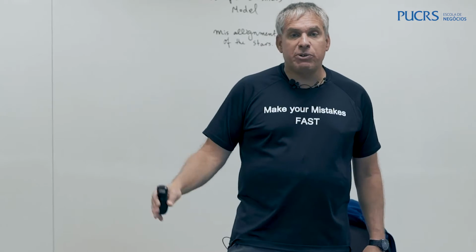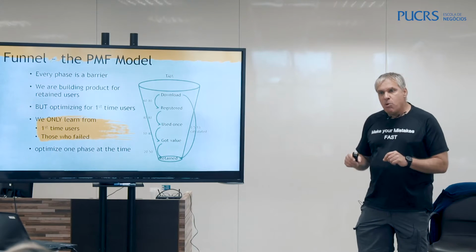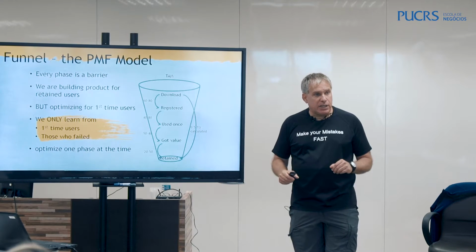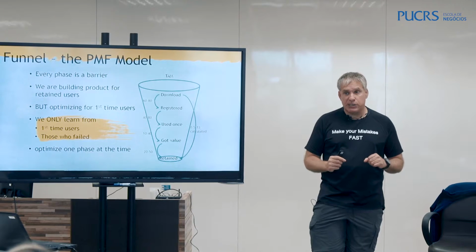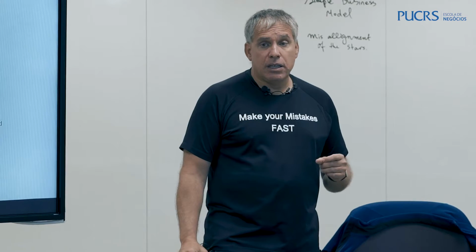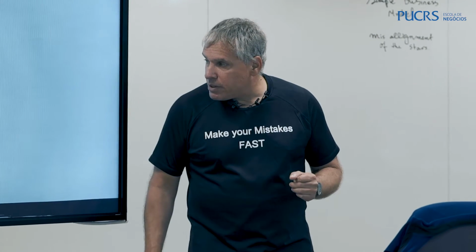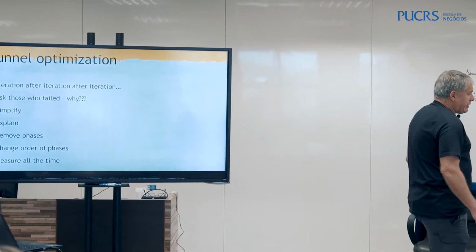And so figuring out which one of the gates and where exactly we are failing is the most important part in this analysis of product market fit. And you keep on doing iteration after iteration, and every time you bring new users in order to learn, and every time you ask the people that failed, why? So iteration after iteration, I think we discussed all that. Some of the approaches are actually different, and I'll show you some.